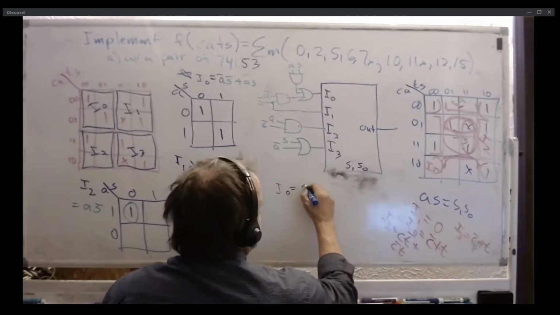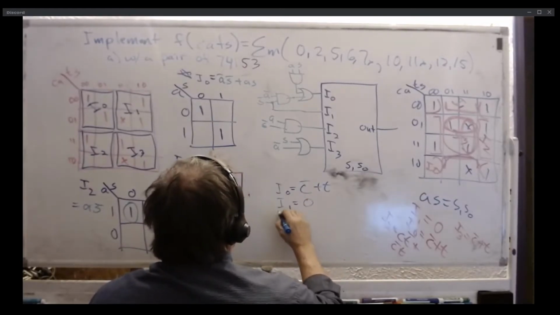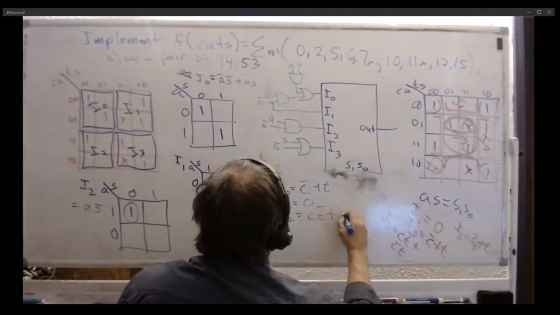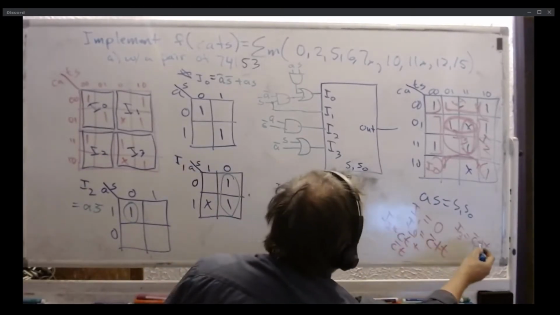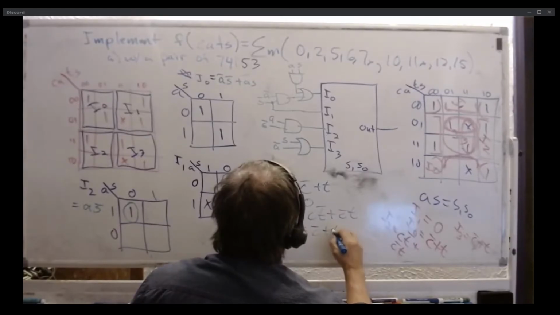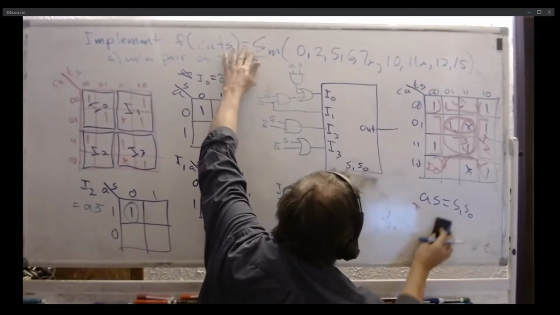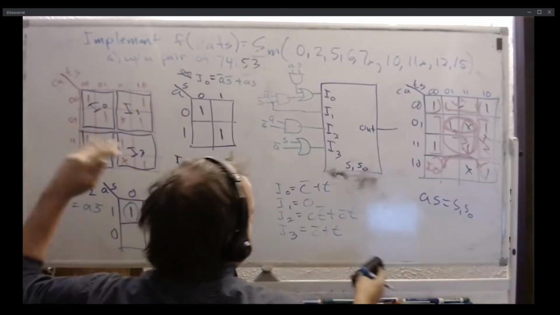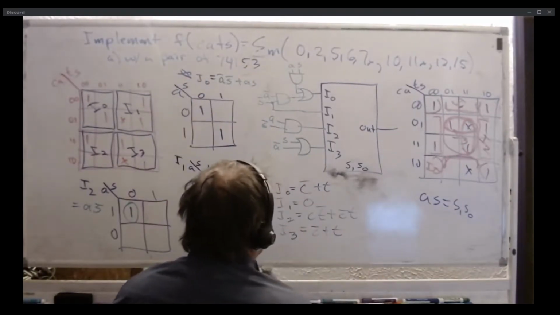What's I0? C0 ORed with T. I1 equals 0. I2 equals C T0 ORed with C0 T. What's I3? That's equal to C0 ORed with T there. That's a lot easier for you to follow, I would think. So if I0 and I3 have the same terms, I0 equals I3. Okay?